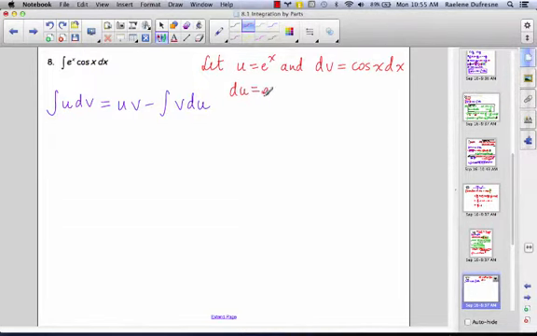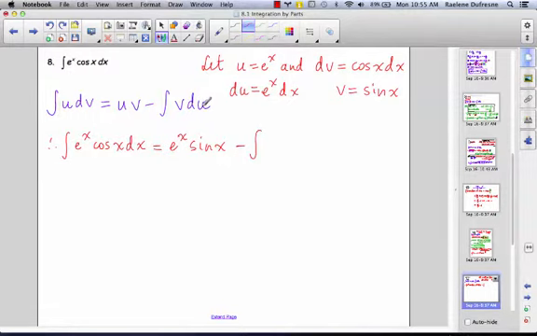And then we say that du is equal to e to the x dx, and v is equal to sine of x. So we substitute these in, and we get the integral of e to the x cosine of x dx is equal to u times v, which is e to the x times sine x, minus the integral of v du. V is sine x, and du is e to the x dx. So I'm just going to put the sine x in the middle. And we see that this is not a basic integral that we can work out, so it's still a product, which suggests that we need to do another integration by parts.